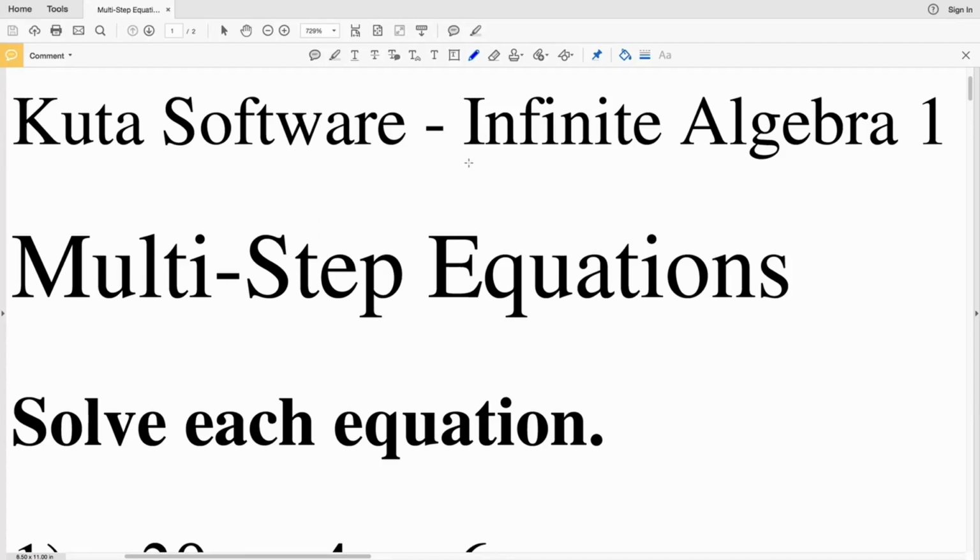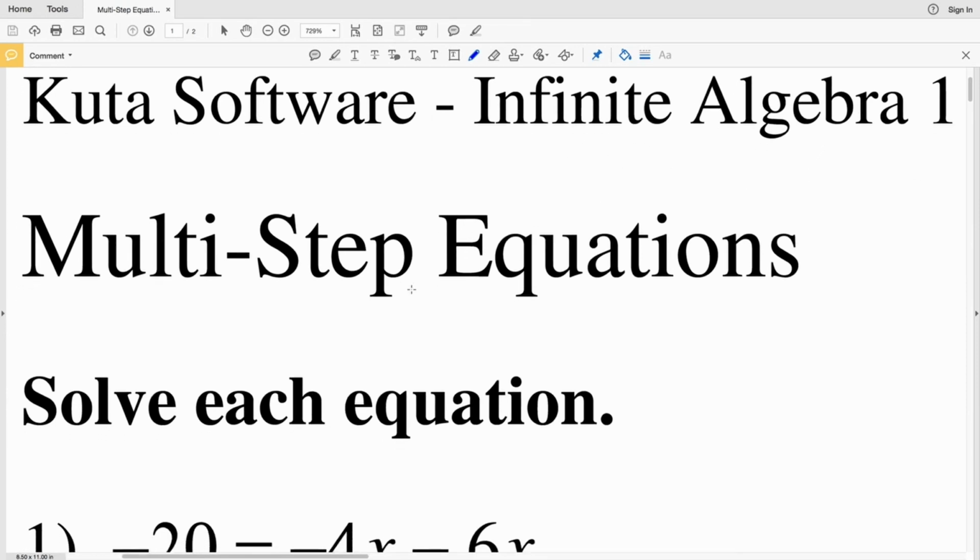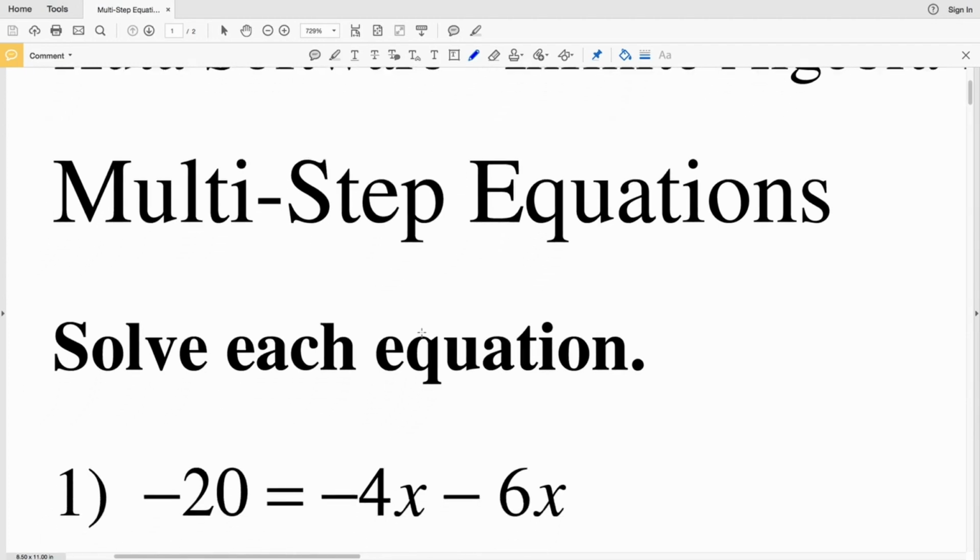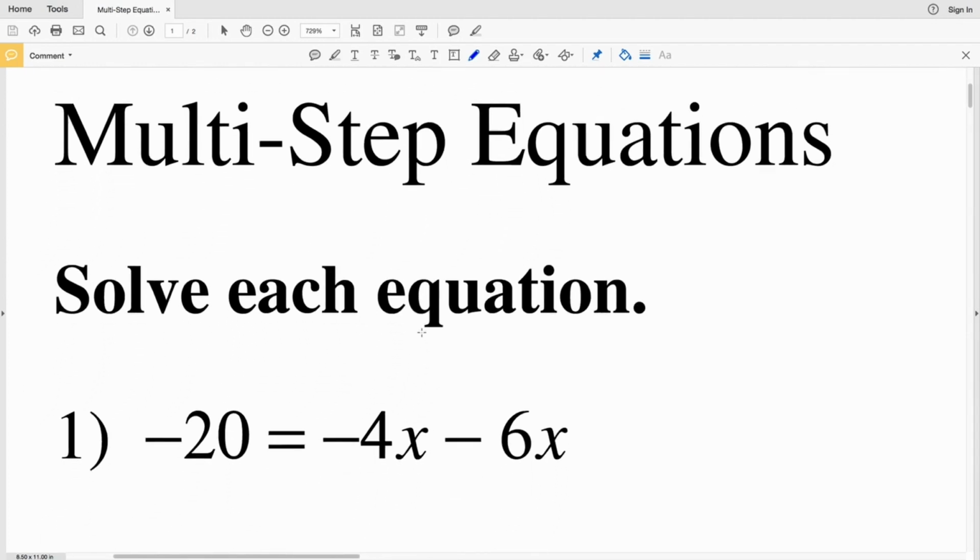In this video, we're going to do the Kuta Software worksheet Multi-Step Equations under the free worksheets in Infinite Algebra 1. The directions are to solve each equation. For the sake of time, so I don't have an extremely long video, I'm going to split this up into 3 separate videos. The first one we'll do numbers 1 through 7, then we'll do 8 through 14, and finish out with 15 through 20.